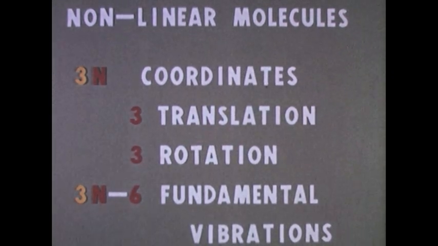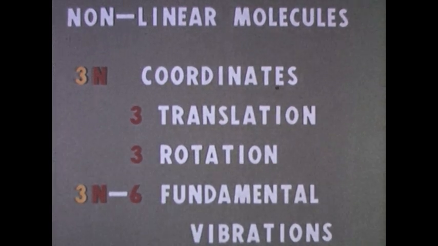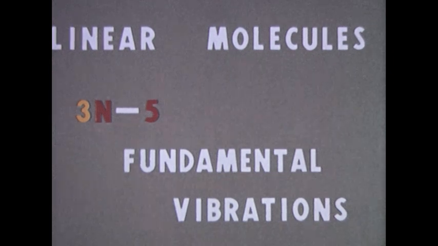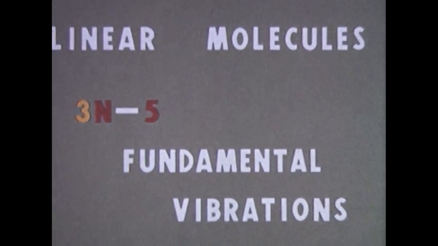The remaining degrees of freedom describe vibrational motions, motions of the nuclei relative to each other. Hence, there is a total of 3n-6 fundamental vibrations for a non-linear molecule. For a linear molecule, only 2 angles are needed to describe the rotation. Hence, there are 3n-5 fundamental vibrations. Thus, for a linear molecule such as carbon dioxide, there are 9-5 or 4 fundamental vibrations.